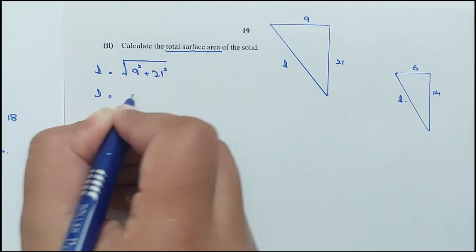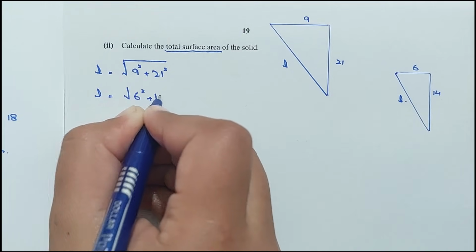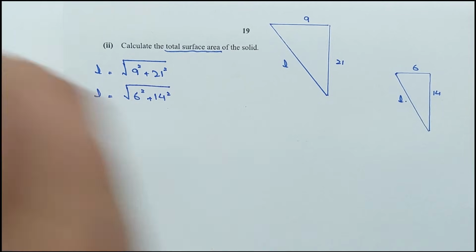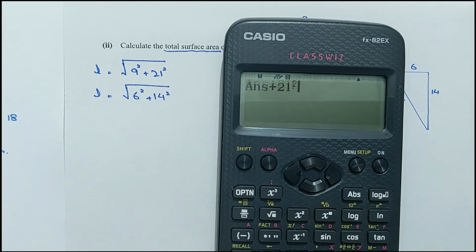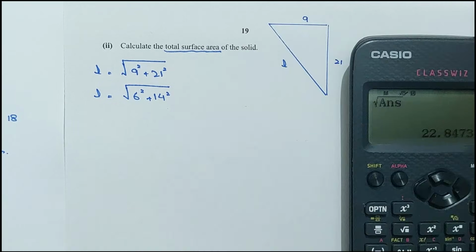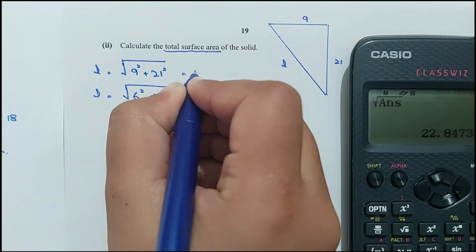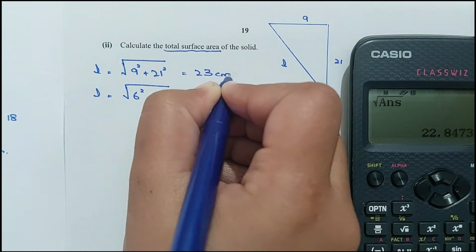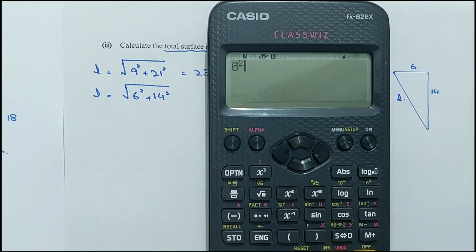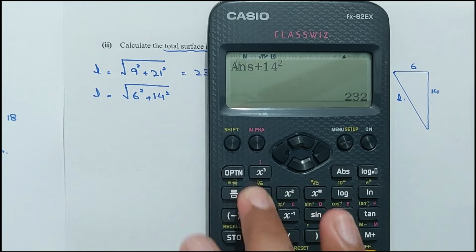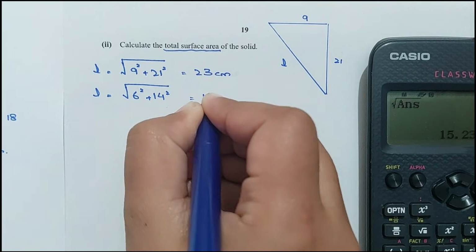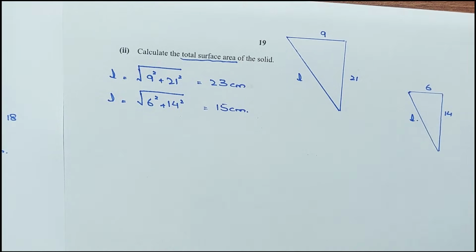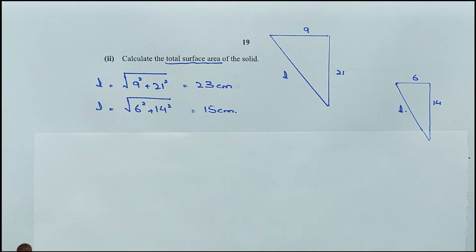And the other L is the same, which is square root of 6 squared plus 14 squared, right? So let me simplify: square root of 9 squared plus 21 squared. This is equal to 22.8. L is 22.88, or we can say 23 centimeters, right? And square root of 6 squared plus 14 squared, this would be 15 centimeters, right? One is 23, another would be 15, right?